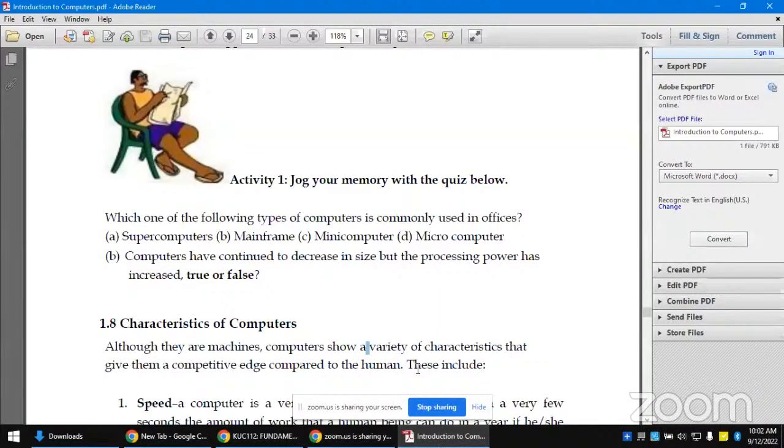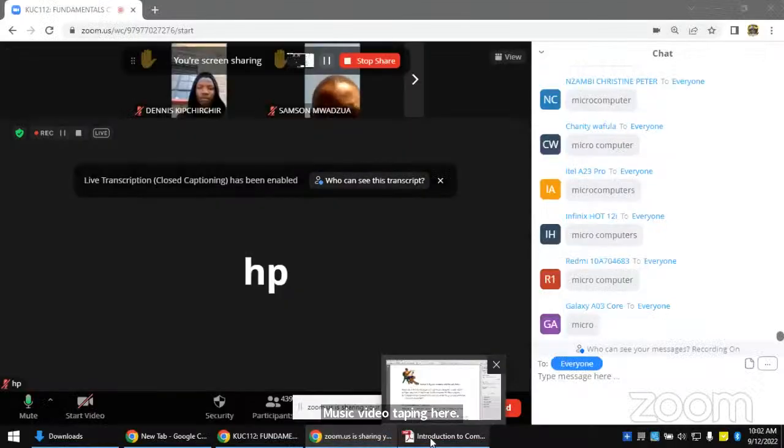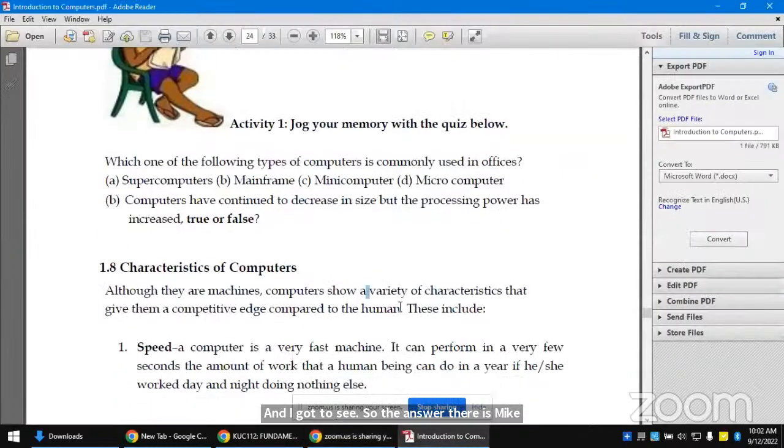So the question was, which one of the following types of computers is commonly used in offices? Supercomputer, mainframe, mini computers, or micro? Choose one. Before I give the answer, I want to see what you are typing here. Yes, I'm just seeing what you are typing. And I can see. So the answer is microcomputers, mostly the ones used in offices.